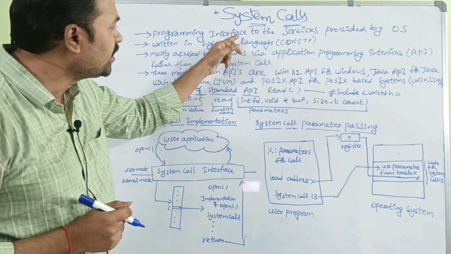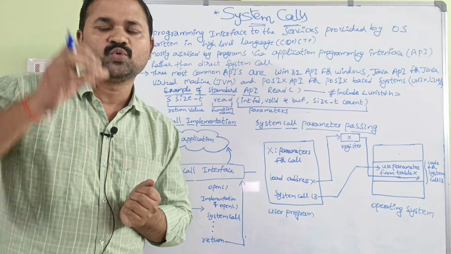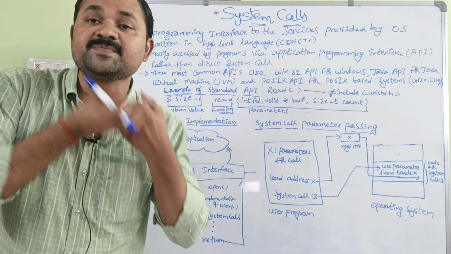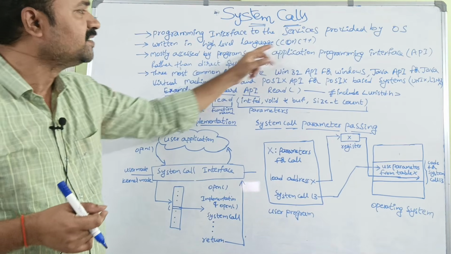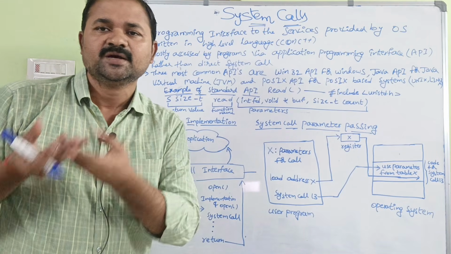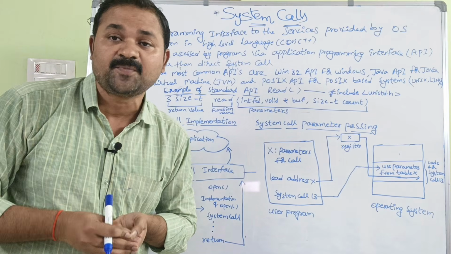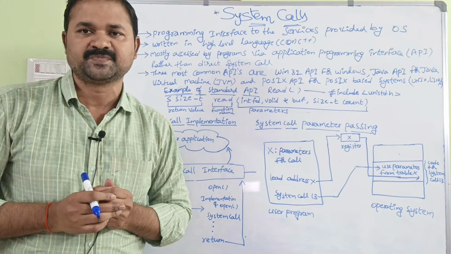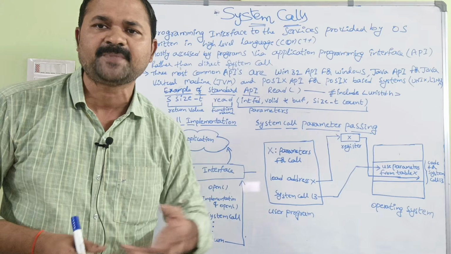System call is a programming interface to the services provided by the operating system. So in order to use the services of the operating system, we will use system calls in application program. System calls are written in high-level languages like C and C++. We know that most of the operating systems are written with the help of C and C++. Here the system calls are part of the operating system, so we can say that system calls are also written with the help of C and C++. Why? Because they are part of operating system.